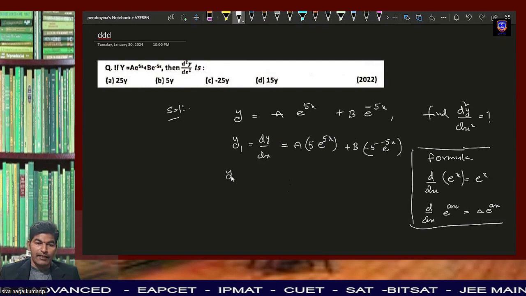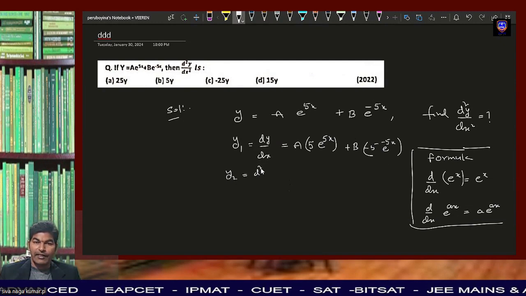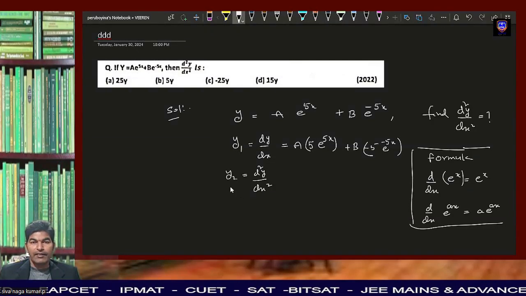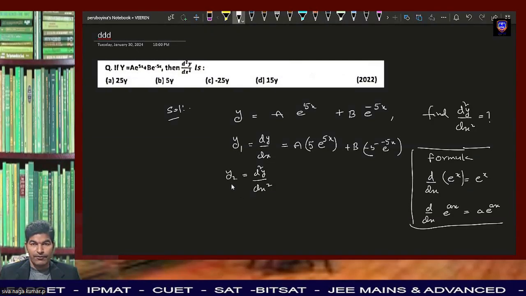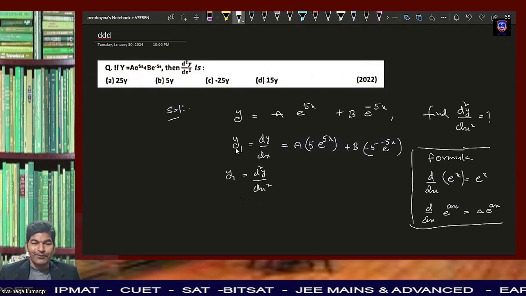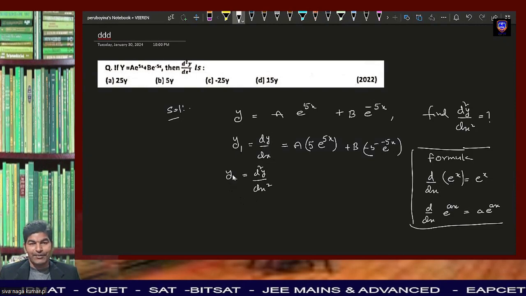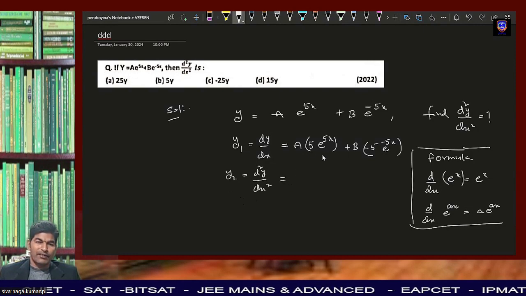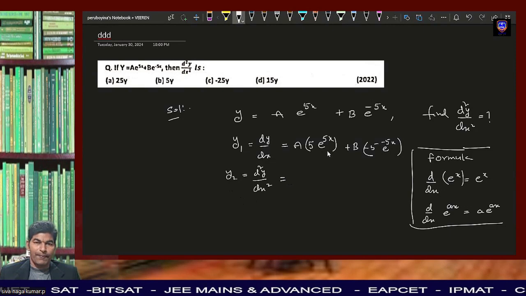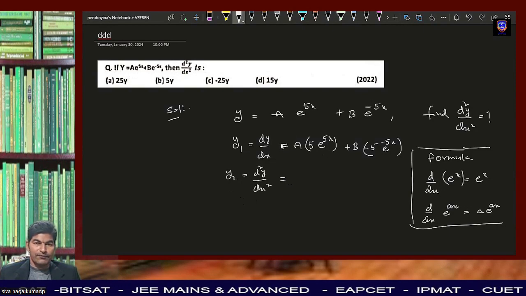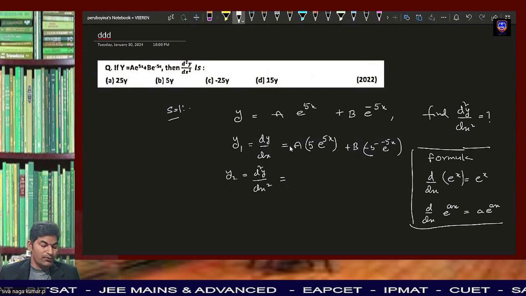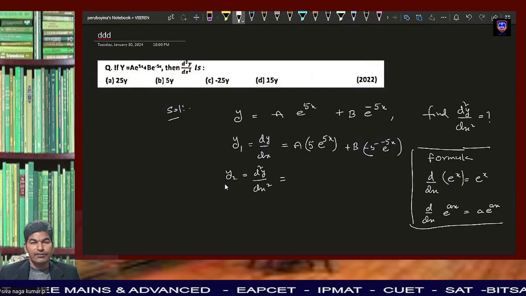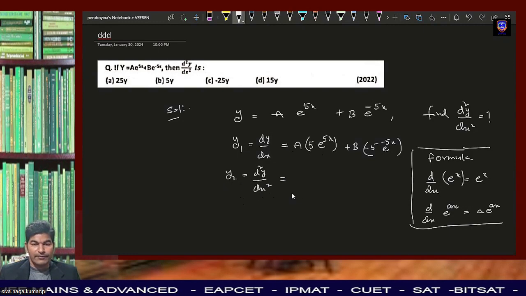Understood? Again, I am doing y2. y2 means the second derivative, d square y by dx square. These y1 and y2 are just notations, so don't be scared about this. It's a second derivative. That means you are doing one more derivative of the existing function. You already did the first derivative, and again you have to take the derivative of the first derivative. That is what is called the second derivative. It is denoted by y2 or d square y by dx square.